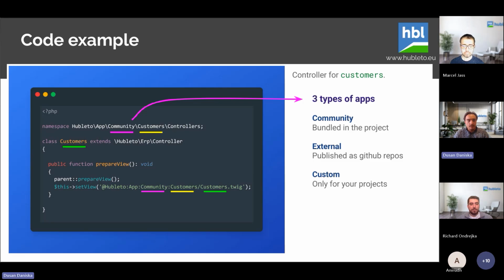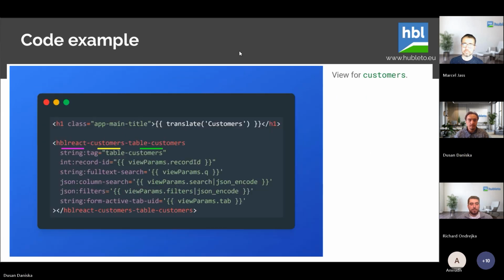And then the yellow color means that we are inside the application of customers. And the green color means that we are rendering a list of customers. So you can see that the code is quite clear, quite understandable. And this is the backend part, the controller rendering the view.